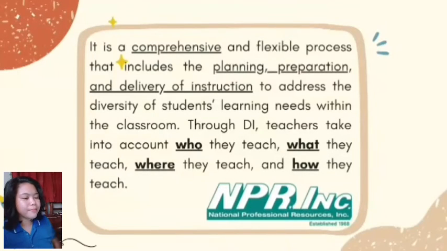This is from National Professional Resources. According to NPR Incorporated, differentiated instruction is a comprehensive and flexible process that includes the planning, preparation, and delivery of instruction to address the diversity of students' learning needs within the classroom. Through DI, teachers take into account who they teach, what they teach, the topic, where they teach, their learning areas, and how they teach. It depends on the teacher, or how the teachers approach their different kinds of students.